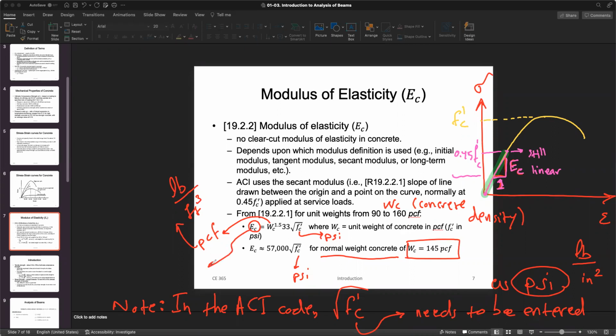And the answer you get by applying PCF for this one, PSI for this one, would be in terms of PSI for the E. It is not, from the formula, consistent in units, I would say. It is not making sense, but it's just a practical formula. So you want to make sure that you're plugging the numbers correctly, and the answer you're going to get for EC is going to be in terms of PSI. Okay. So let's continue.